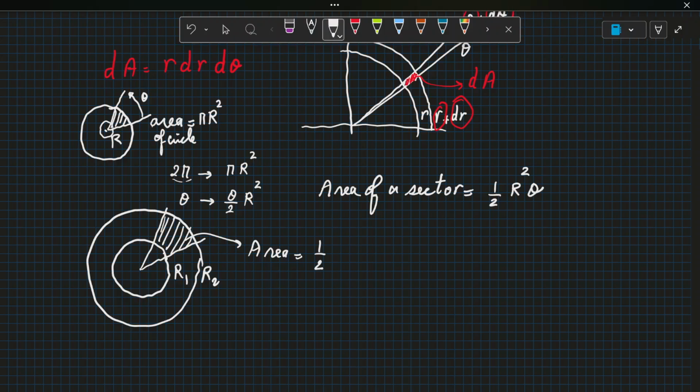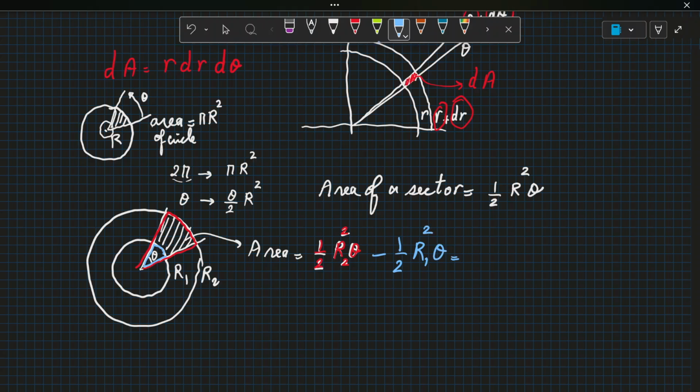So 1/2 of r2 squared times theta. So this central angle is still theta. That's the area of the big slice. So the big slice would be that one. The area of that one is 1/2 of its radius squared times theta. Then from that I subtract the area of the smaller slice. What is that one? Well, minus 1/2 of r1 squared theta.